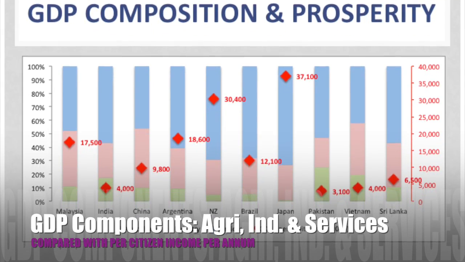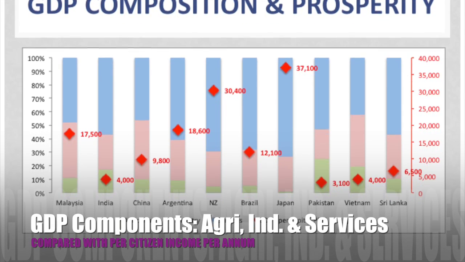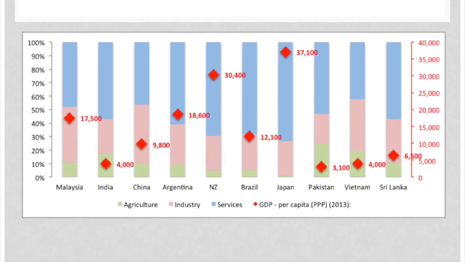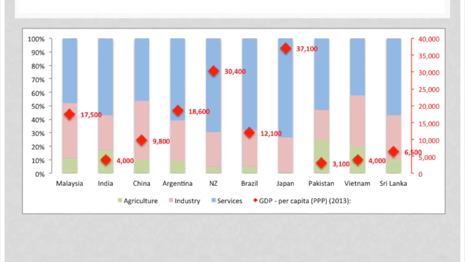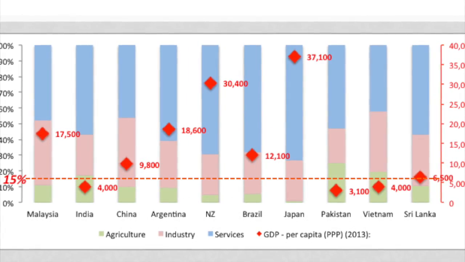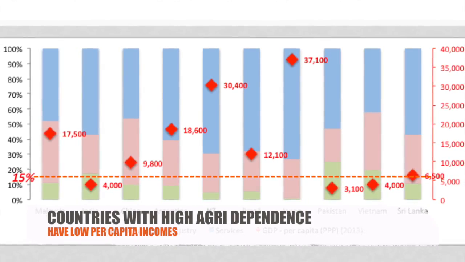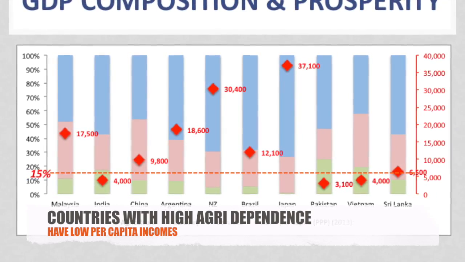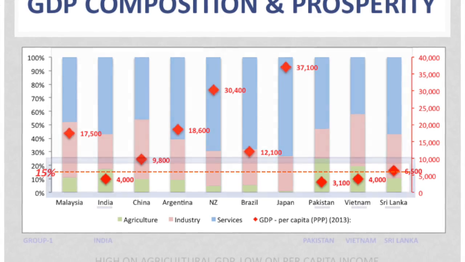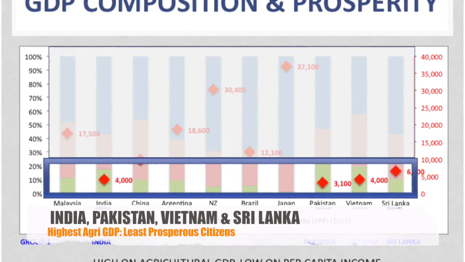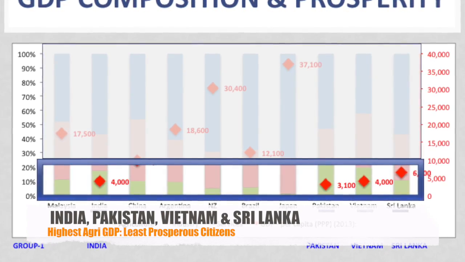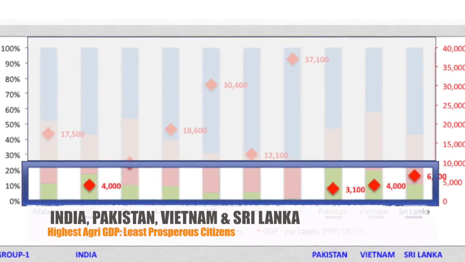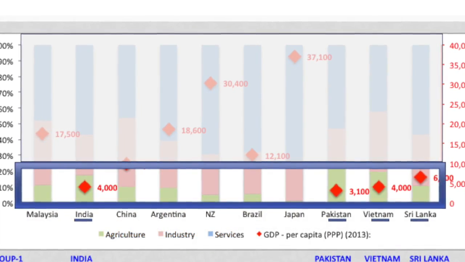We start by comparing their GDP components, that is, agricultural component of GDP, industrial and services components of GDP. And we also look at per person income in these countries. You notice that 15% line, right? I made it just to check which countries depend more than 15% on agriculture for their overall GDPs. Countries that depend more on agriculture have people whose annual incomes are in the lowest band. India, Pakistan, Vietnam and Sri Lanka in this group.